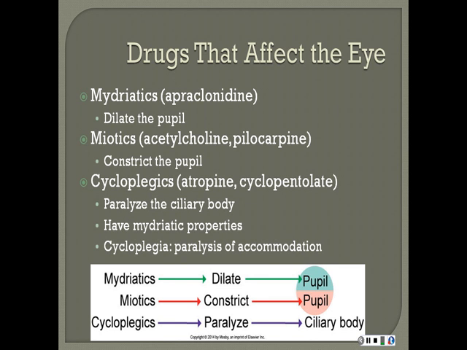So we'll be talking about the mydriatics, which dilate the pupil, and the miotics, which constrict the pupil, and then the cycloplegics, which, as the name implies, paralyze the ciliary body. So we'll talk about all of those coming up.